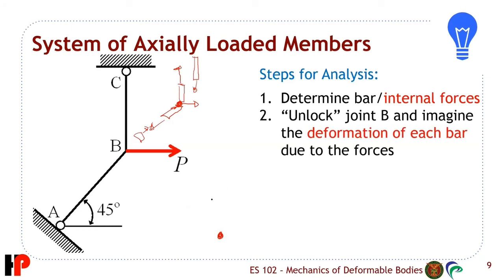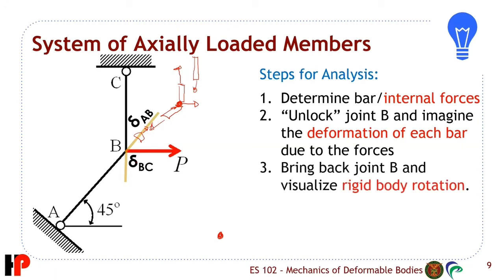Ibig sabihin, parang hahayaan mo siyang mag-deform. So, for example, si AB, nalaman natin na tension. So, dapat hahaba siya by this much, delta AB. Tapos si BC, pag nalaman natin na tension, so dapat hahaba siya by this much, delta BC. So, parang wala lang joint B, nag-extend lang sila dahil tension sila. Then, you bring back joint B by visualizing rotation.